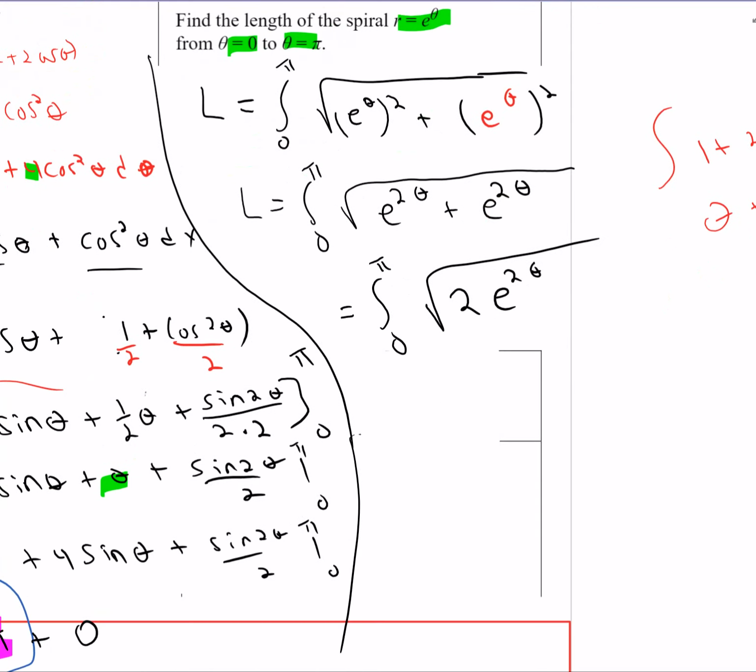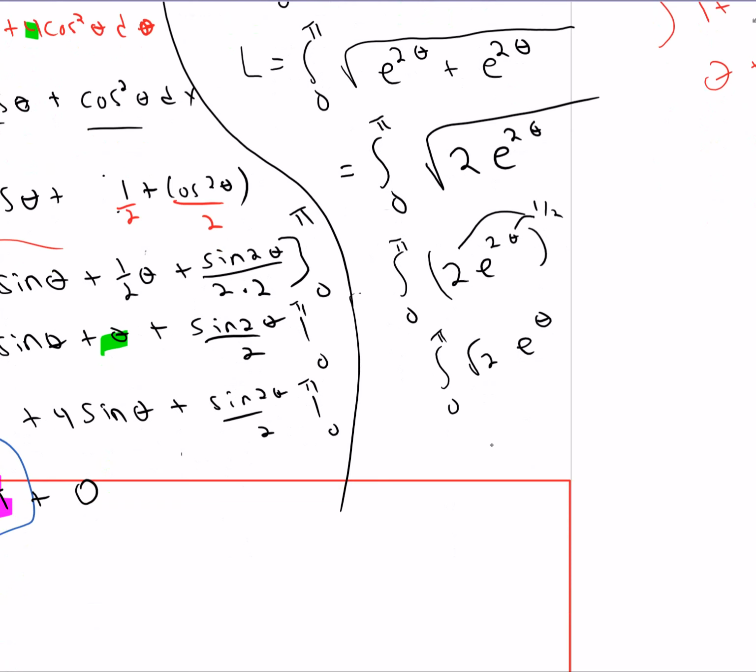If we can remember that square roots are the same as raising something to a 1/2 power, then we can say, oh, well, this is the same as 2e to the 2 theta raised to the 1/2 power. Then this 1/2 can distribute into the exponents. So we have, maybe this should just stay as root 2. But this one, when I do 1/2 times 2, I get e to the theta. And then we can integrate this, which is going to be, since it's e, the integral is itself from 0 to pi. So we're going to have root 2 e to the pi minus root 2 e to the 0.